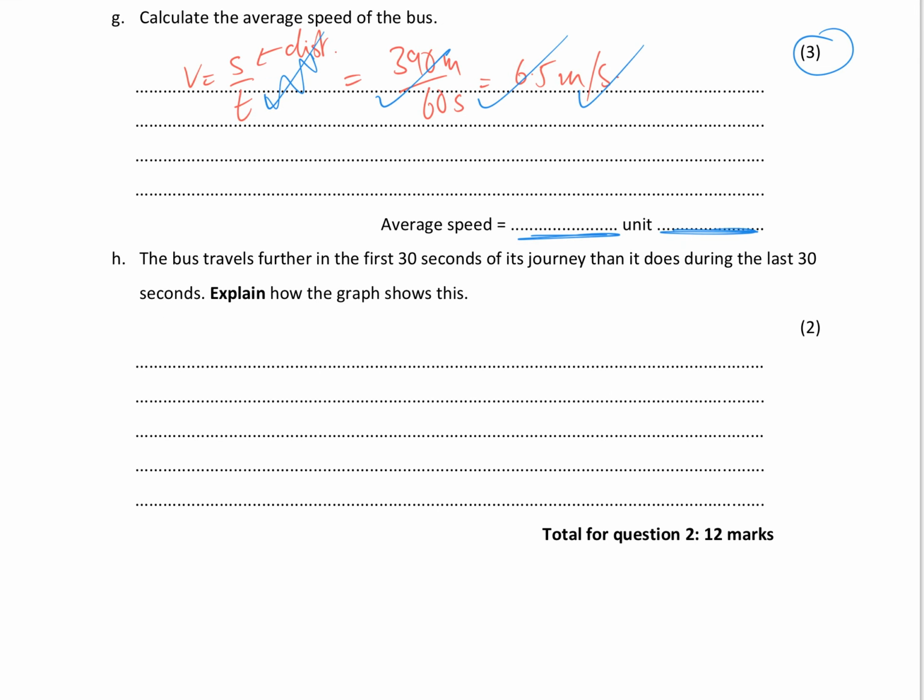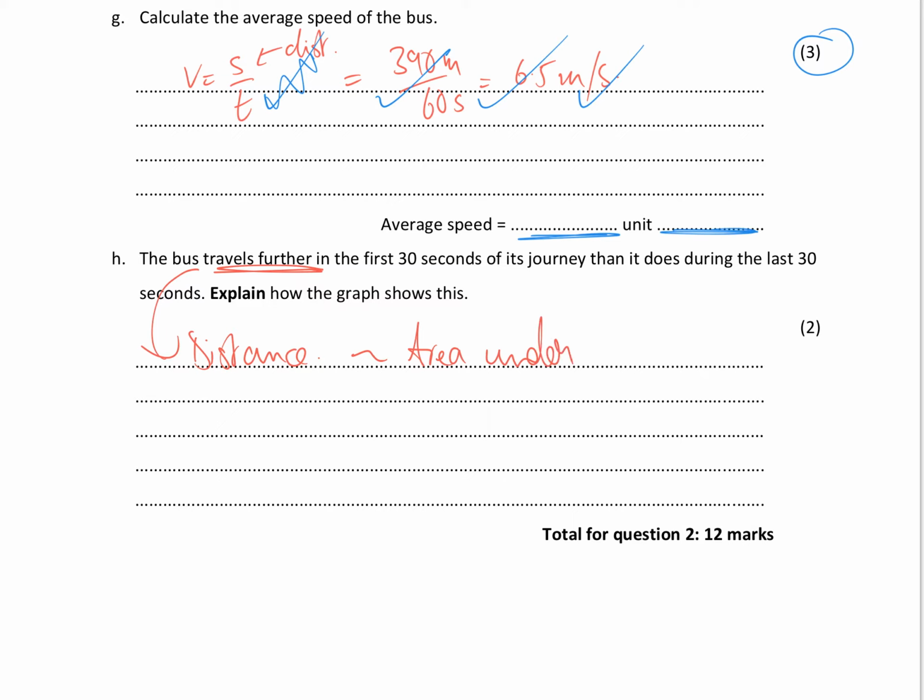Wonderful. So the bus travels further in the first 30 seconds of the journey than it does in the last 30. Explain how this is from the graph. Well, I'm not going to jump back. However, this is going to reference, of course, it's talking about travels further. So this is relating to a distance.